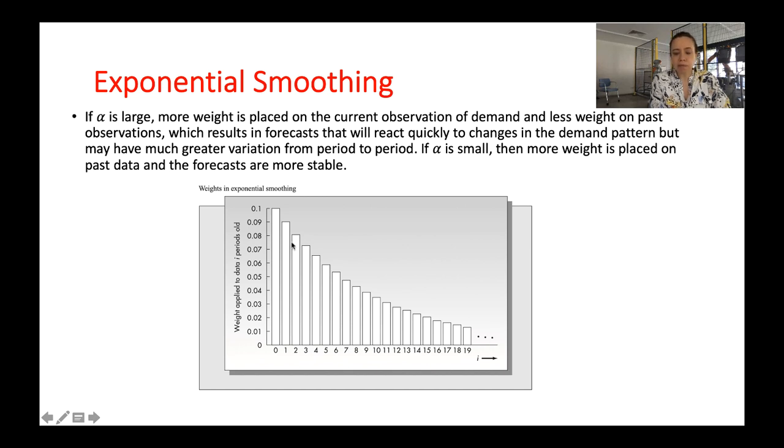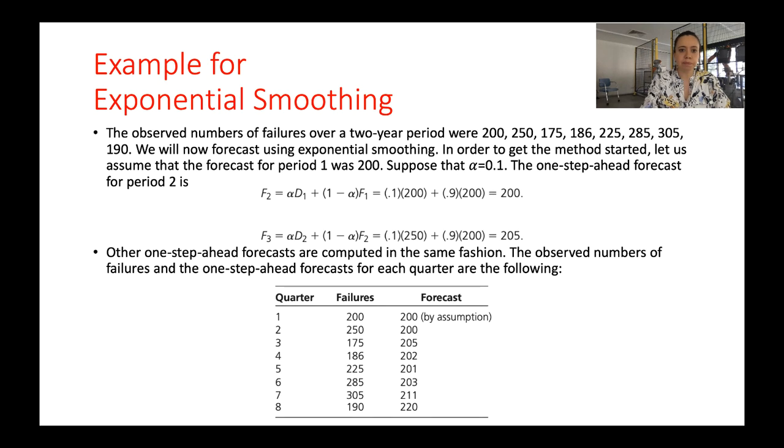And when the alpha value is high, then in fact this forecast will react more quickly to the changes in the demand, but we will have more variance in our forecast. But when the alpha value is small, it means that we will have a more stable forecast. I will show this in an example.